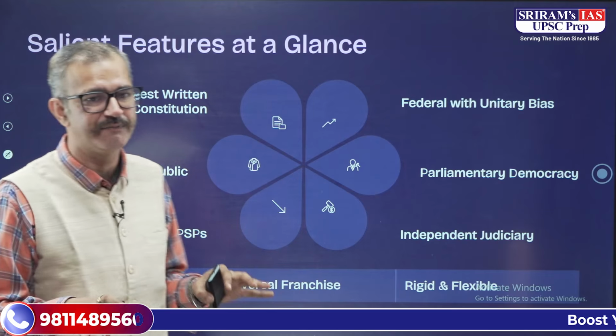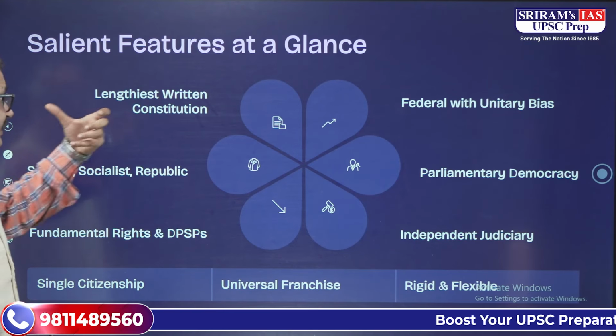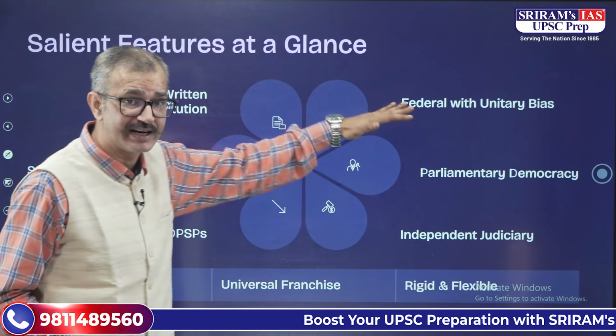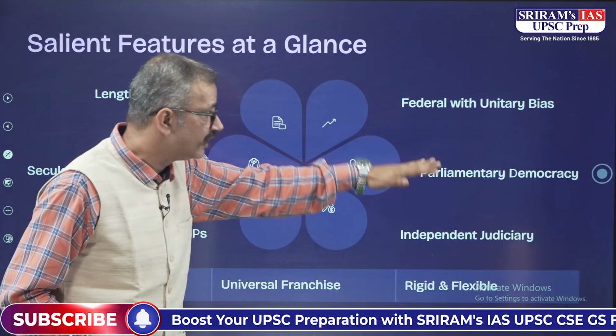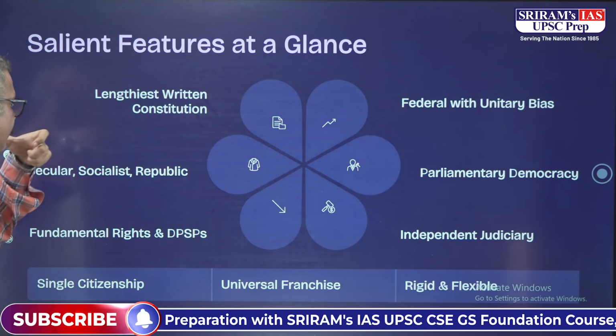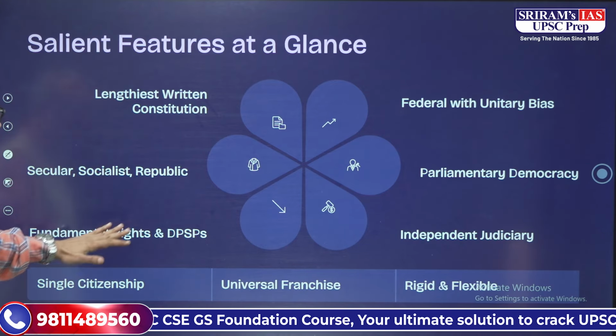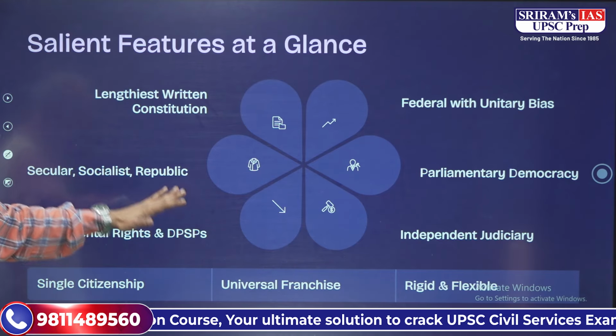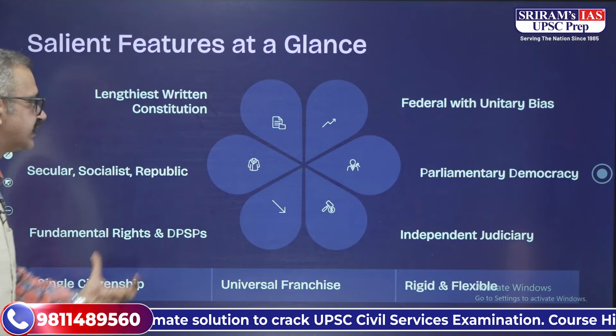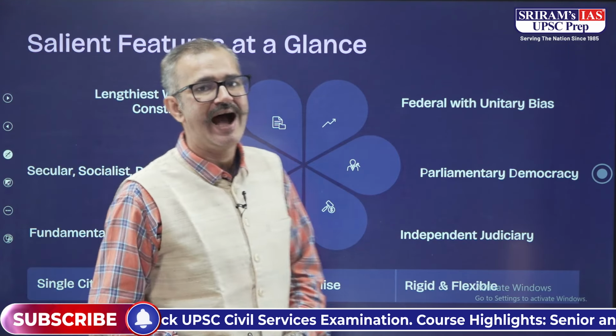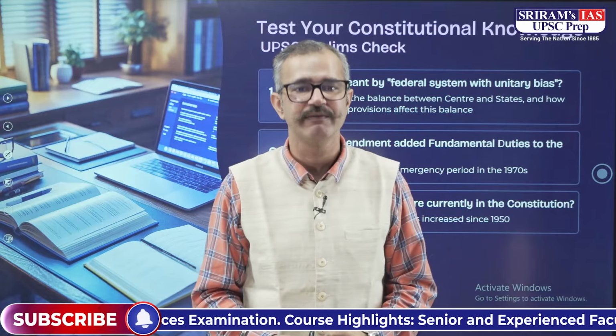So these are the salient features at a glance that we have studied. It is the lengthiest written constitution, federal with unitary bias, we have parliamentary democracy, independence of judiciary, we are a secular socialist republic, and fundamental rights and directive principles find their mention in the Constitution. Along with this, we have single citizenship, universal franchise, and it is a blend of rigidity and flexibility.